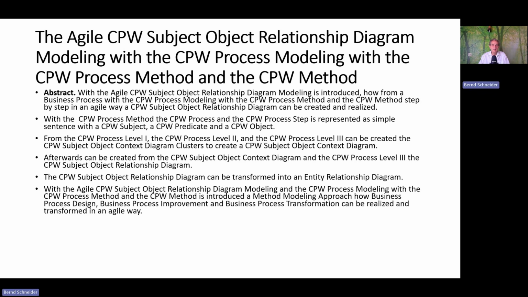With the Agile CPW subject-object relationship diagram modeling is introduced how from a business process with a CPW process modeling, with a CPW process method and the CPW method step by step in an agile way, a CPW subject-object relationship diagram can be created and realized.